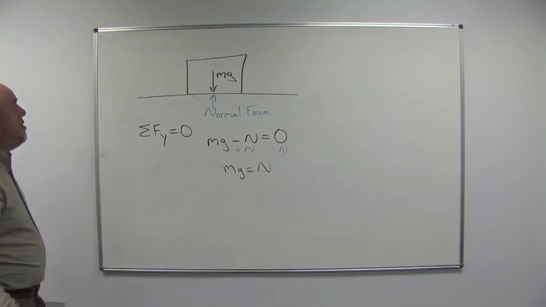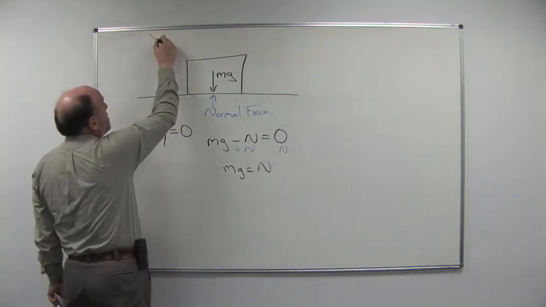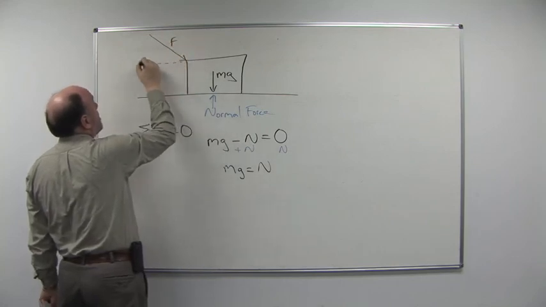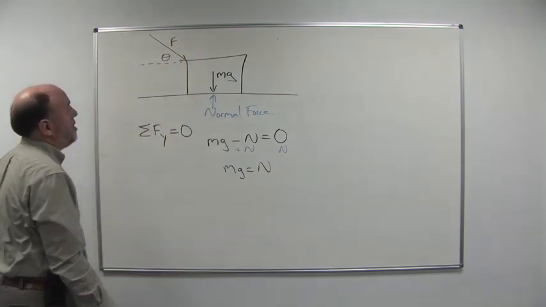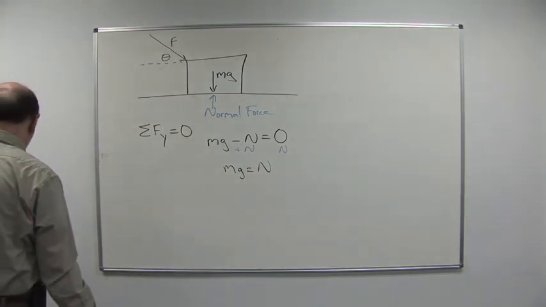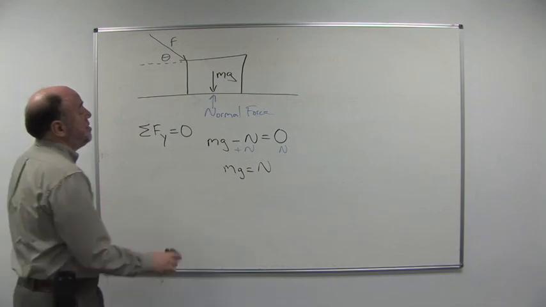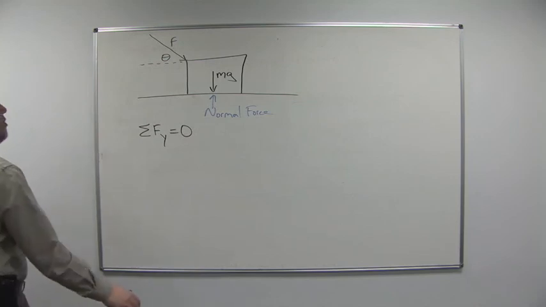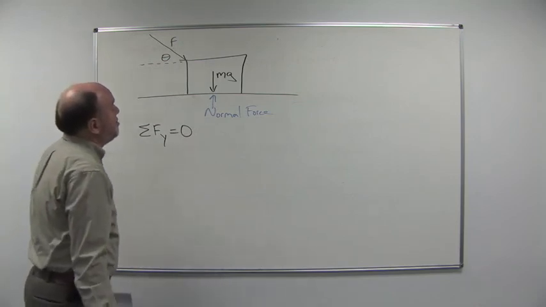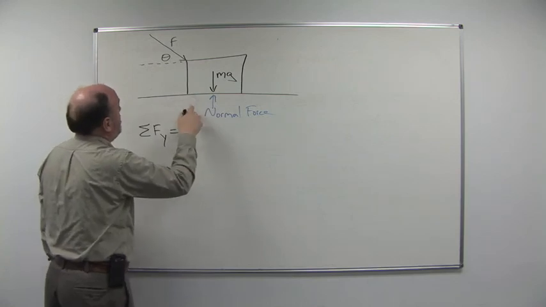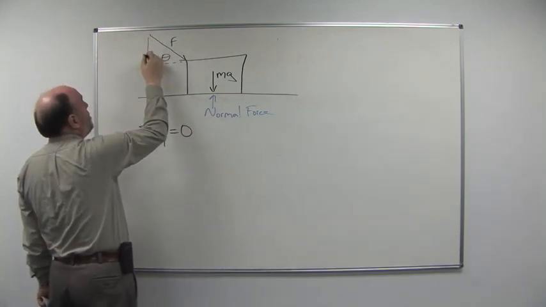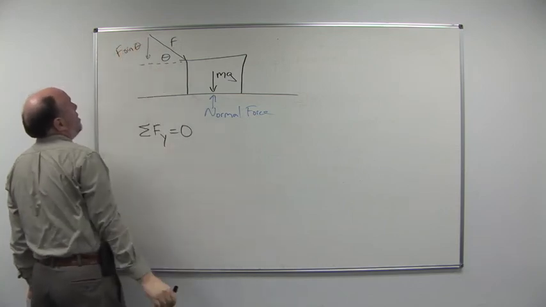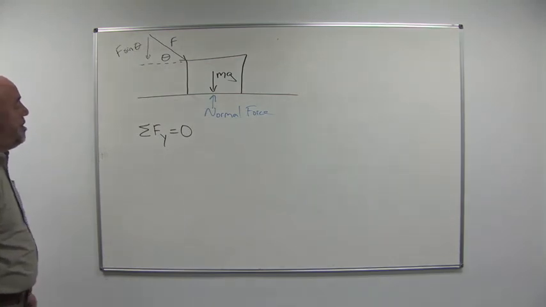But now what happens if I apply a force here? Basically, I'm now pushing on this object with some force at some angle theta. What happens now in regards to our normal force? Again, the sum of the forces in the y direction has to be 0. So we have the weight of the object down. We also, however, have a downward component of this applied force, and that'll be given by the sine.